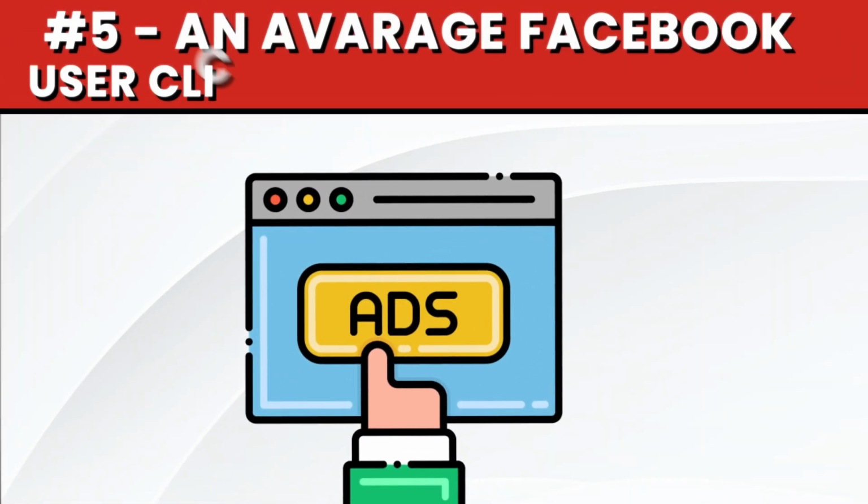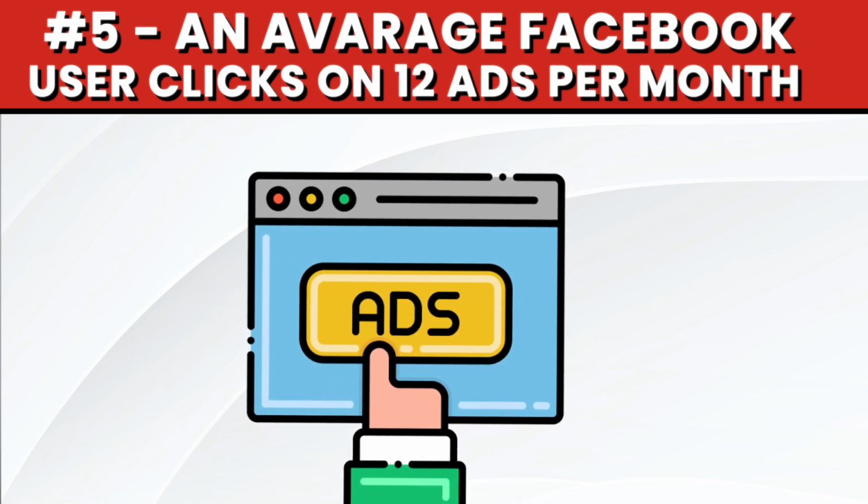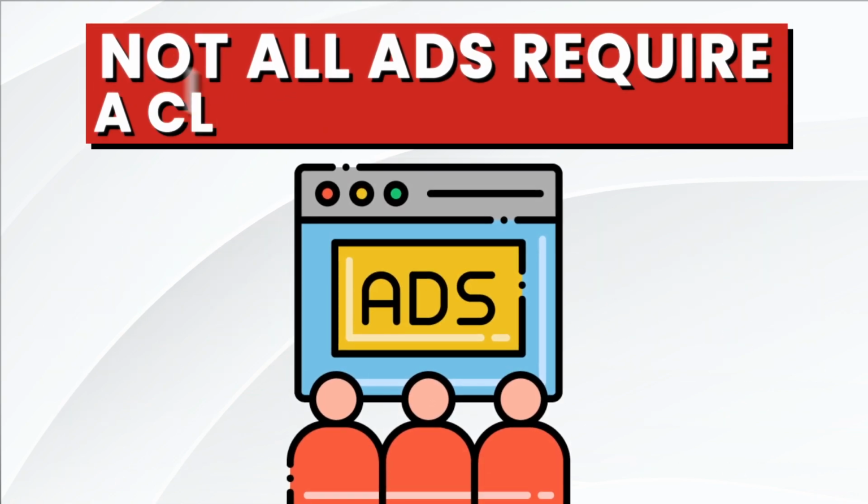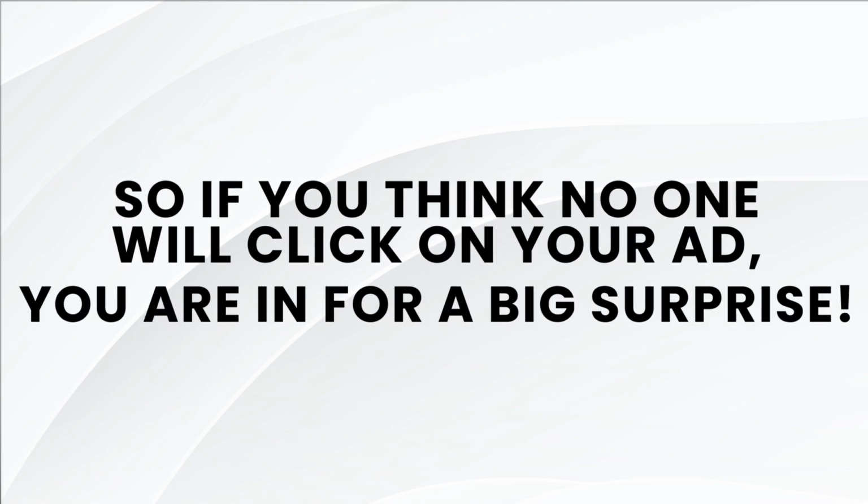Number five, an average user clicks on at least 12 ads per month. That's one in every 2.5 days. Although that does not seem like a huge number, just remember that not all ads require a click to be effective. So if you think no one will click on your ad, you are in for a big surprise.